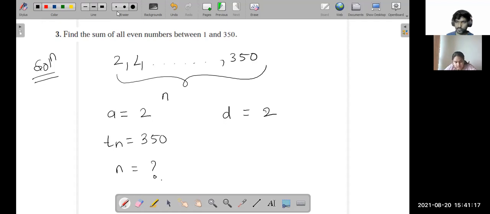Sn will be later on when I'm putting it into the second formula. Sn will be 175, right? Instead of Sn, I will be writing 175. No, no, how did you get 175 before that? Tell me. N is 175. 350. Yeah. Show me the calculation.